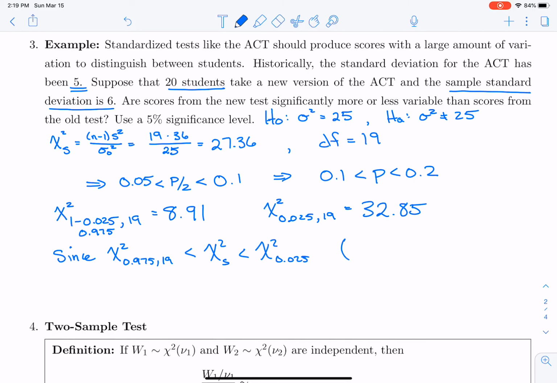That corresponds with the fact that the p-value was bigger than 0.05. It happened to be between 0.1 and 0.2. And because of that, we fail to reject the null hypothesis. Either one of those criteria can be used to fail to reject the null hypothesis. So in this case, there's not enough evidence to say that the new test is significantly more or less variable than the old test.